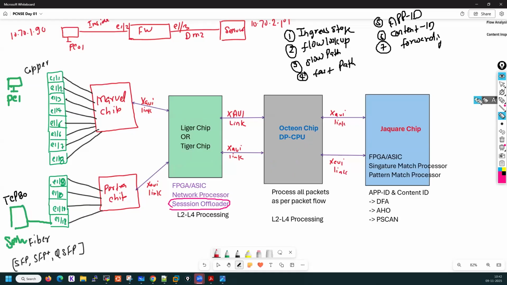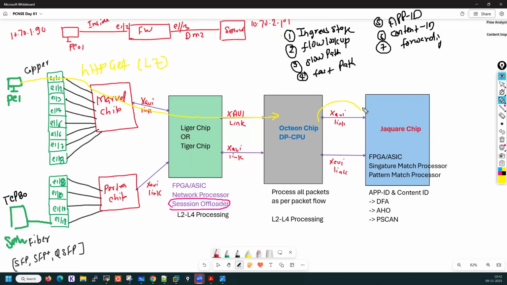Now let's suppose I have received a new packet, an HTTP GET. Does an HTTP GET have some layer 7 data, yes or no? When it has some layer 7 data, this packet will go to the Octeon chip. Now the Octeon chip will process at the ingress stage, flow lookup, it will not go to the slow path, it will go directly into the fast path. And after the fast path, what will it do?